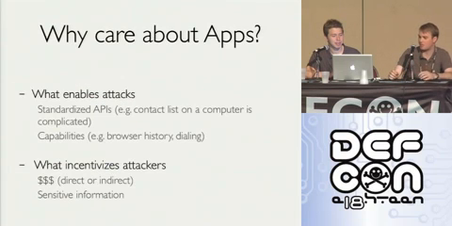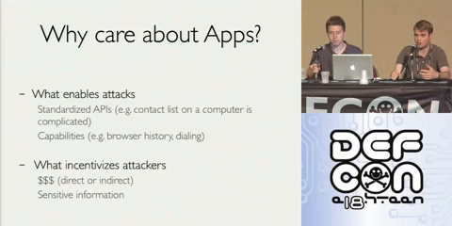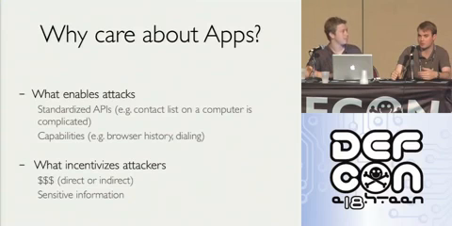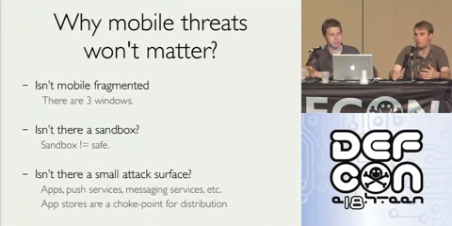So why care about mobile apps? What enables the attacks more easily than ever? So standardized APIs. It's very easy to say, okay, I want to grab contact information. Okay, I'll call that API and grab that information. It's very scalable in terms of how easy it is to build an attack. And the capabilities are so rich and deep, combined with those APIs, that it makes it incredibly easy for one to, after you actually have an exploit, grab data. So the incentives, like we talked about, there's clearly a monetary incentive, and then there's the sensitive information that's also driving those attacks. So the question is, why won't mobile threats matter?